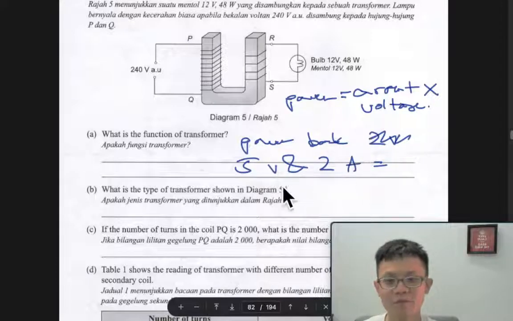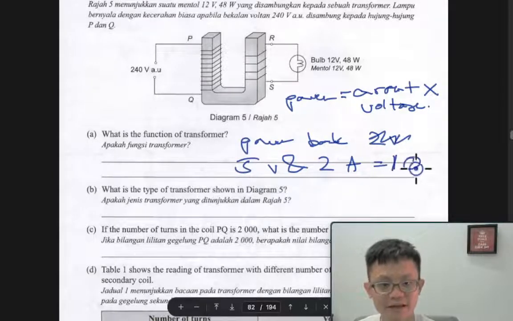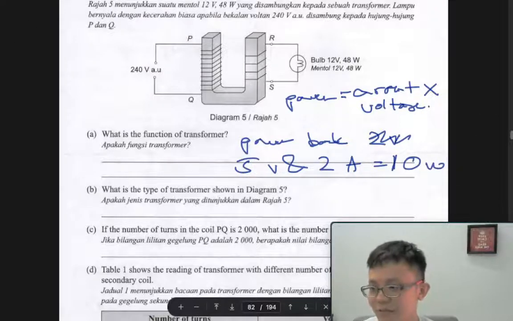Power equals current times voltage. So power equals voltage times current. You get 10. What's the unit for 10? W. Very good, W. So this is the example you need to know.